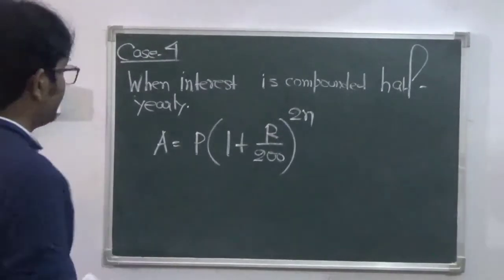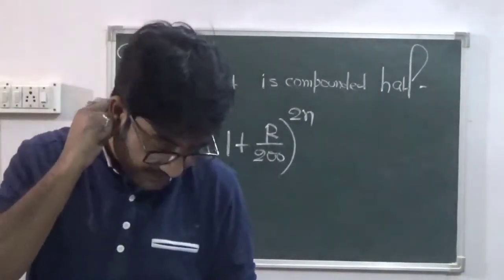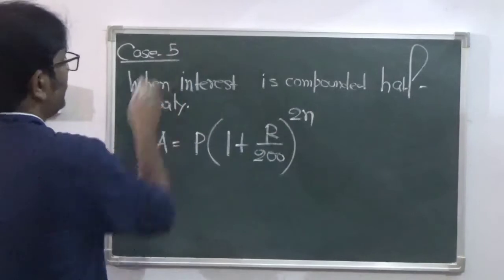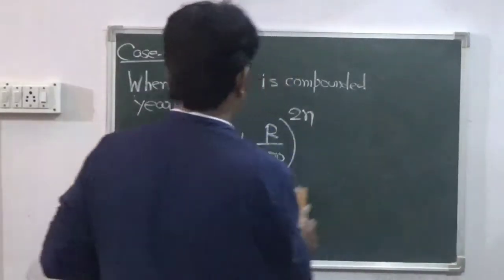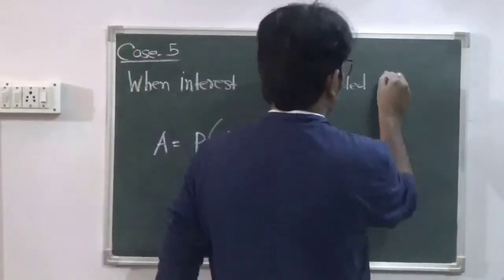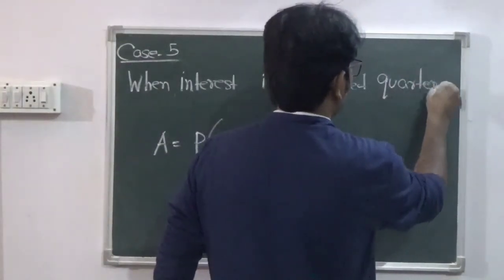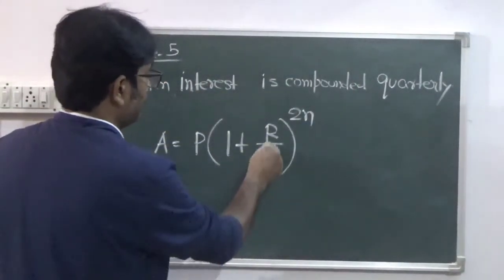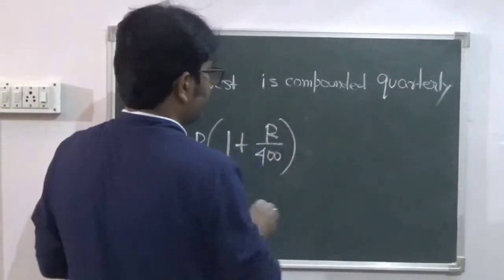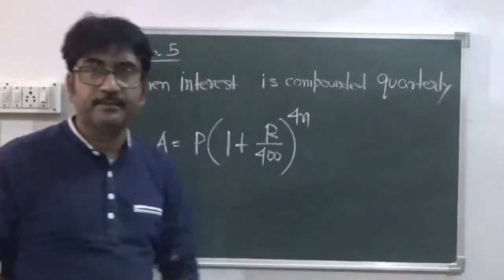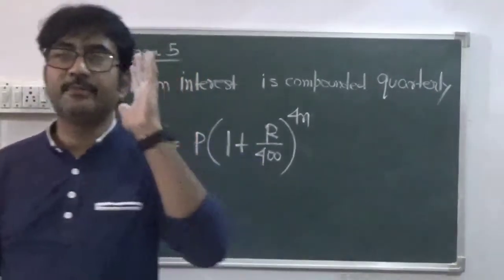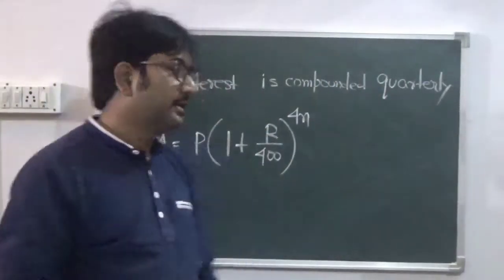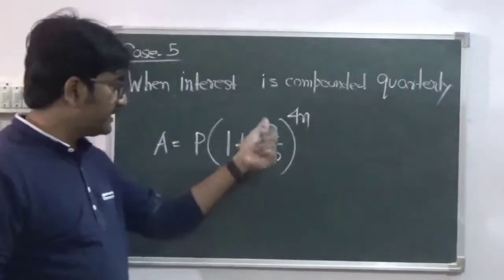Now, next, case 5 will be when interest is compounded quarterly. So it becomes R by 400 and this becomes 4n. We have already told you that when it is compounded half yearly, divide the rate by 2 and multiply the time by 2. In the case of quarterly, it is divide the rate by 4 and multiply the time by 4. So that is what has happened here: time is multiplied by 4 and rate is divided by 4, right?